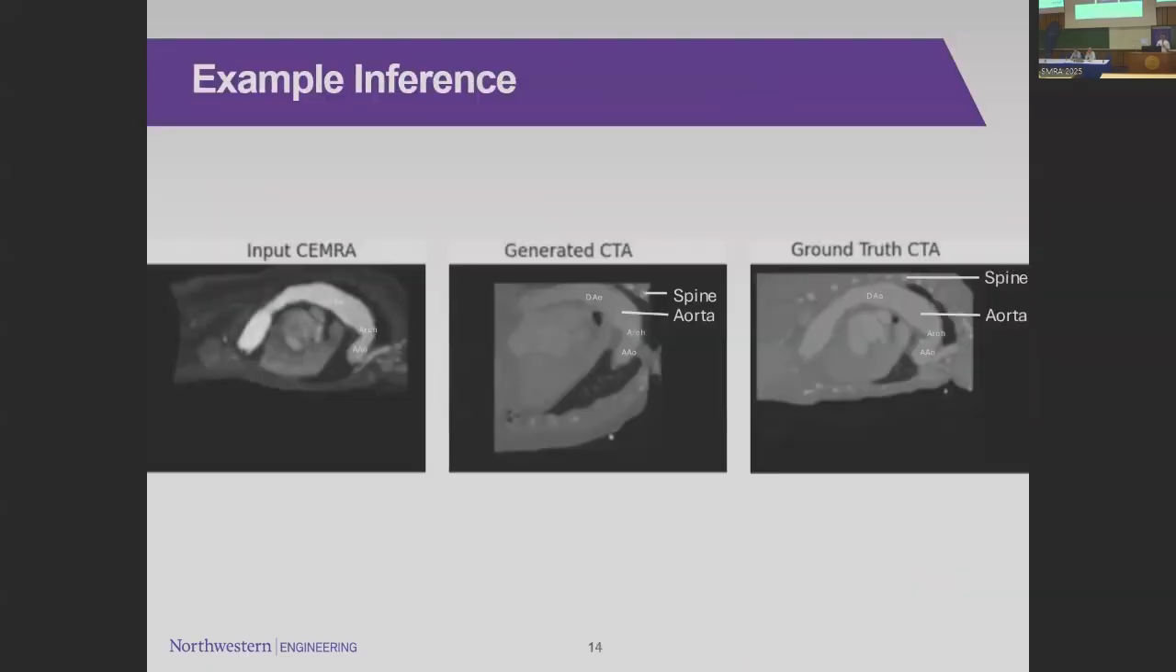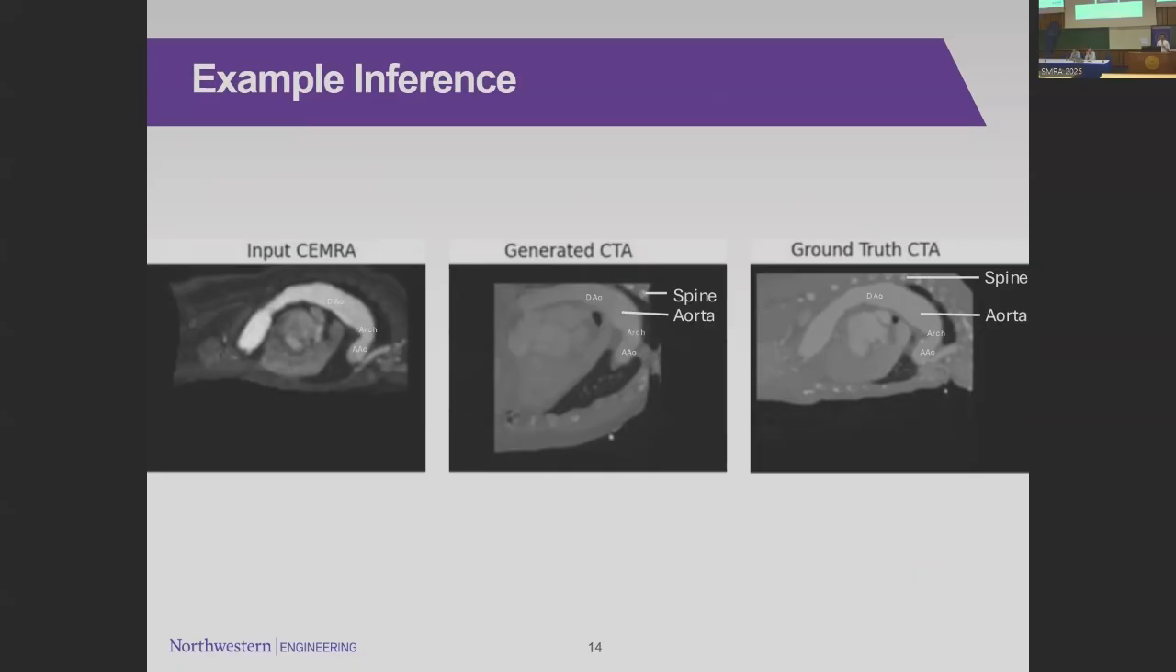Here you can see an example in one of the 2 test data sets of doing the inference. On the left is the input MR angiography. In the middle is the CTA that was generated. You can see there's probably still some unresolved registration issues because the size or orientation is not quite the same. But if you compare it to the actual ground truth CT angiography, visually the texture is fairly similar.